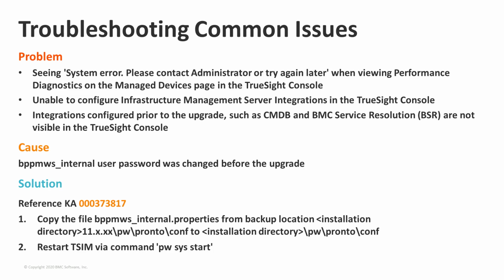Another defect can be observed if you have changed the BPPM-WS internal user password before upgrade. If yes, then you might see issues like a system error while viewing performance diagnostics on the TrueSight console. You might not be able to configure the integrations from the console. Also, integrations like CMDB and BSR, which were configured before upgrade, might not be visible. To fix this, you need to copy the BPPM-WS internal properties file from the mentioned backup location to the PW Pronto Conf folder and then restart the TSOM application.